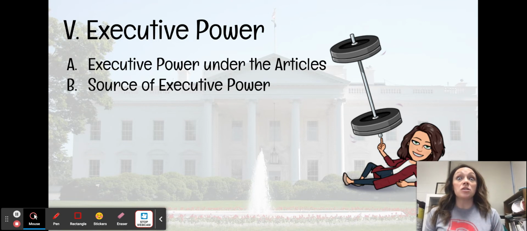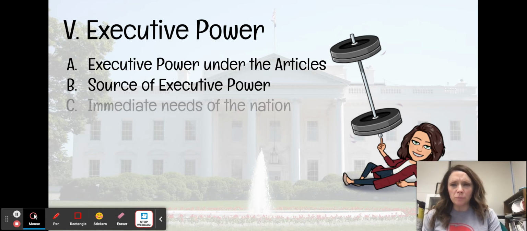So now in the Constitution, the article that establishes the executive branch is Article 2. So Article 2 says we're going to have a president of the United States. We're also going to have a vice president. We're going to have some people that the president hires to help him make decisions. We call that the cabinet. And so Article 2 establishes the executive branch of the United States.